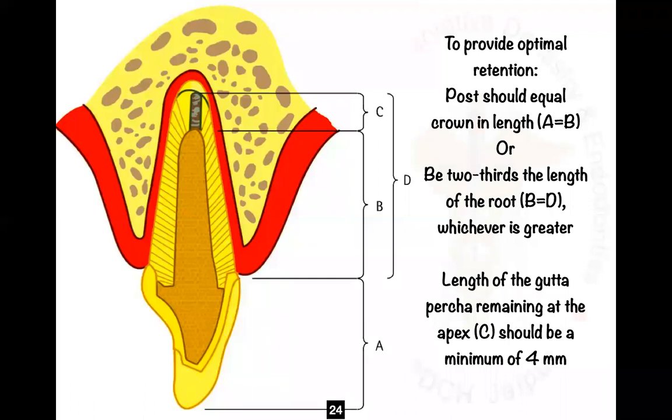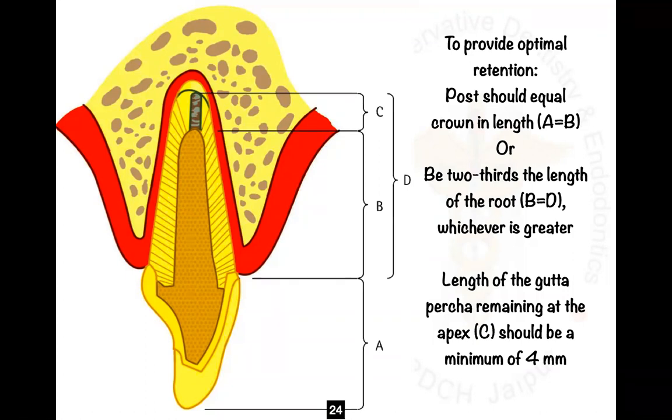So, to provide optimal retention, please write this down. To provide optimal retention, the post should equal the crown in length. ये बहुत सारे मैंने तुम्हें फैक्टर्स दिए हैं यहाँ पे. I'm giving you 3-4 फैक्टर्स, कि इसमें से जो भी तुम यूज कर सकते हो फॉर डिटरमिनिंग कि मेरा पोस्ट का लेंथ क्या होना चाहिए. Post should be equal to crown in length. A is equal to B.